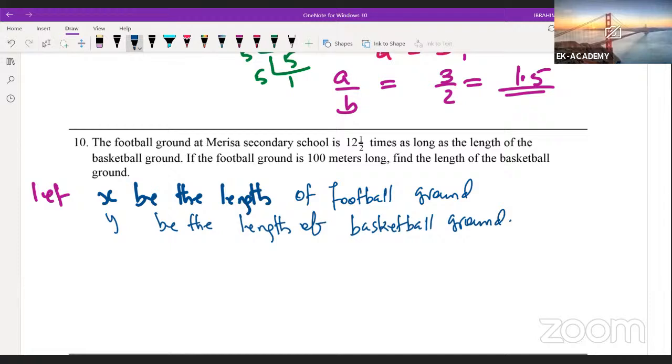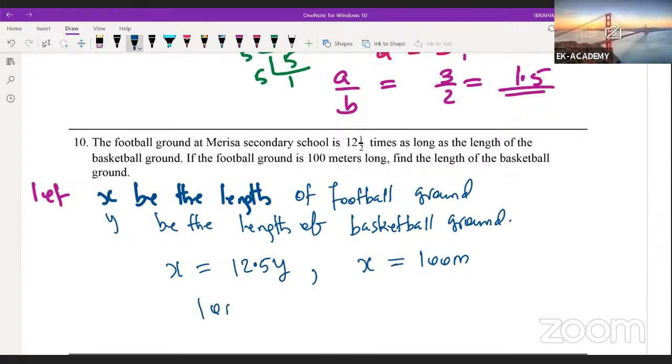And we were told how they are related to each other. The football ground is 12.5 times as long as the length of the basketball ground, which means XC is 12.5 of Y. And we were told that if the football ground is 100 meters long, so another piece of information is XC equals 100 meters. So find the length of the basketball ground.